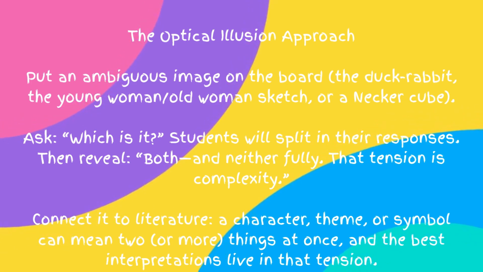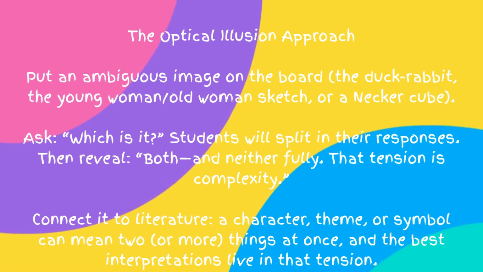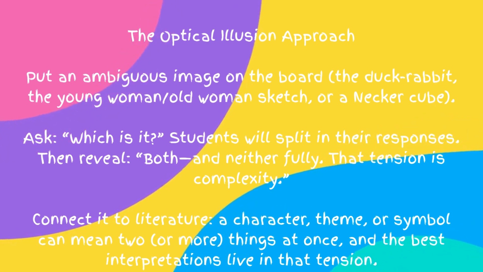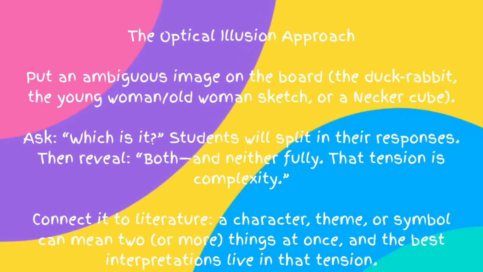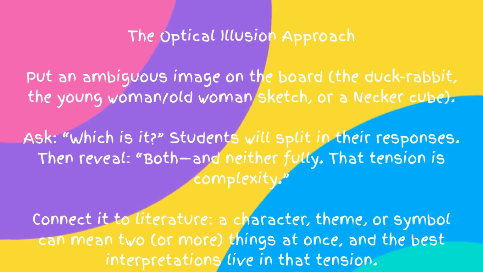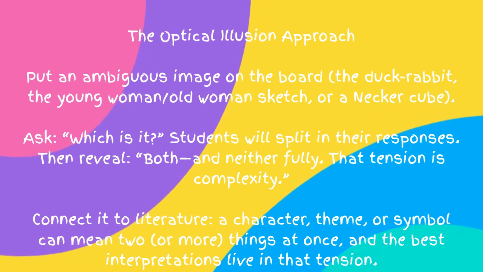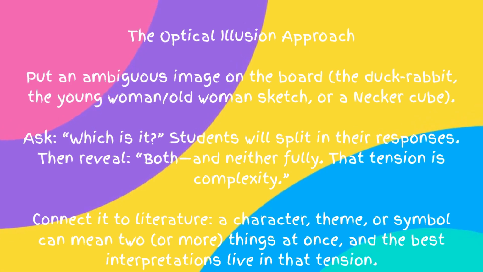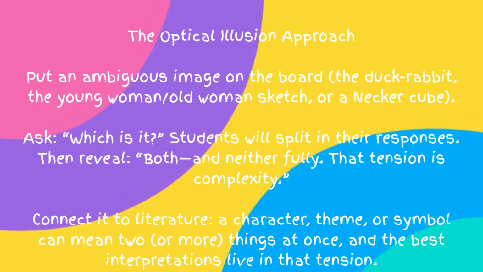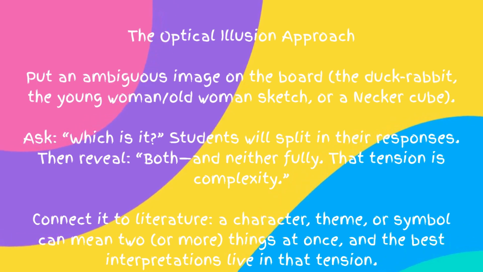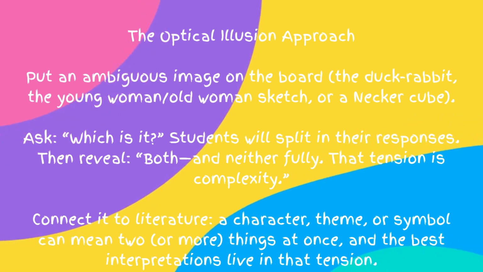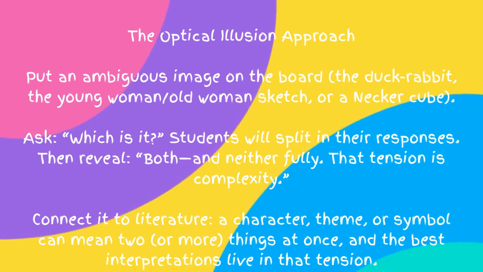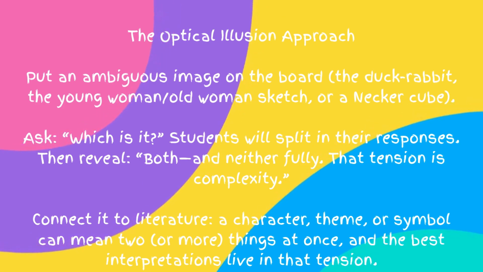So it runs like this: put an ambiguous image on the board, the duck rabbit, the young woman, old woman sketch, or a Necker cube. Ask, which is it? Students will split in the responses, then reveal both and neither fully. That tension is complexity. And I have the images that I'm going to use with my students. I'll show you those in just a sec. And then you can connect this to literature. A character, theme, or symbol can mean 2 or more things at once, and the best interpretations live in that tension. And ladies and gentlemen, that is complexity.